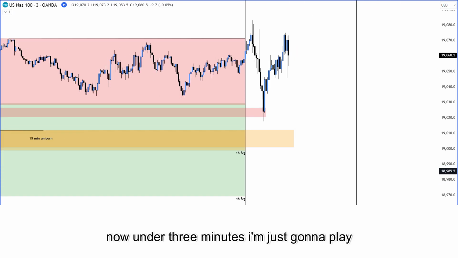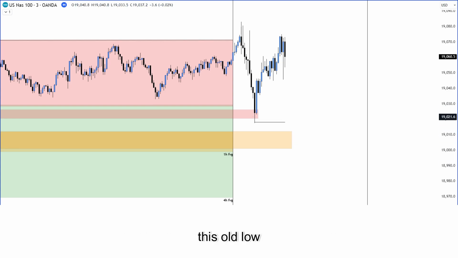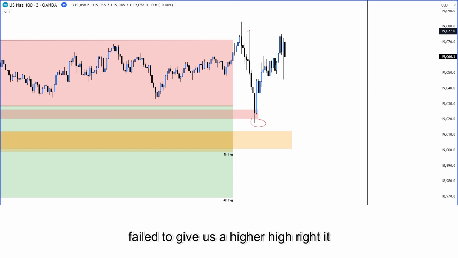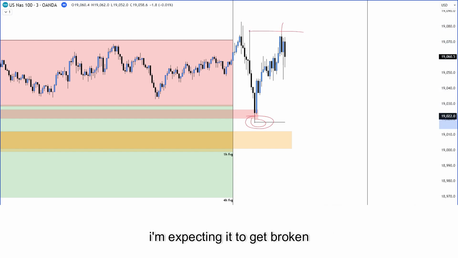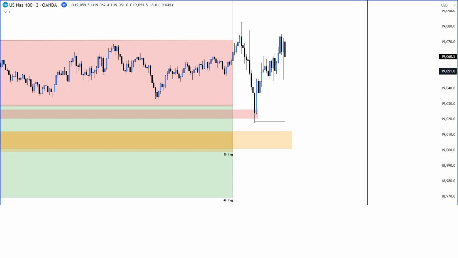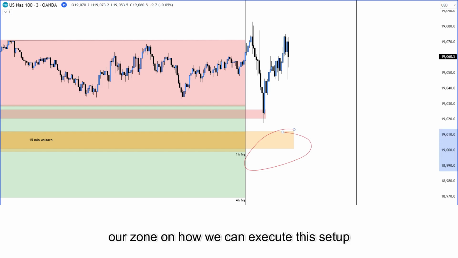And now on the 3 minutes, I'm just gonna play price a little bit until price comes and clears this old low right here. This old low failed to give us a higher high, right? It didn't come back and give us a breaker structure of this old high. So this old low, I'm expecting it to get broken clean. So let's just play price a little bit, and then we're gonna see when price taps inside our zone and how we can execute this setup.